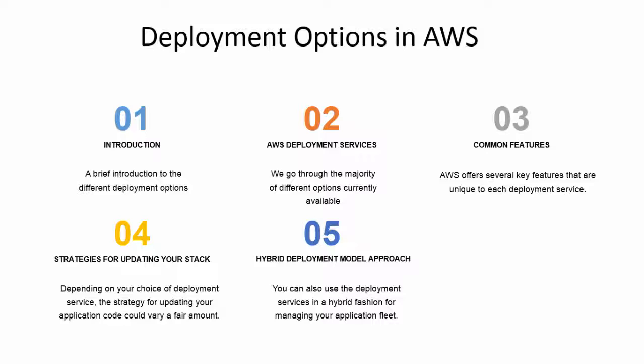In section 5, we're going to talk about the hybrid deployment model approach. Now, you can also use the deployment services in a hybrid fashion for managing your application fleet. For example, you could combine the simplicity of managing AWS infrastructure provided by Elastic Beanstalk and the automation of custom network segmentation provided by AWS CloudFormation. And leveraging a hybrid deployment model also simplifies your architecture, as it decouples your deployment method so that you can choose different strategies for updating your application stack.